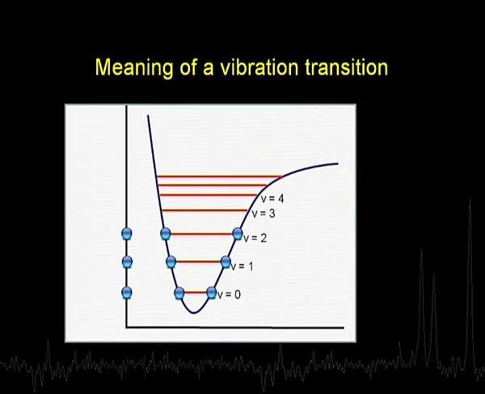Vibration frequency depends only on two things. Remember that omega is equal to 1 by 2 pi times the square root of k by mu. So that will stay as such. k has not changed, mu has not changed, so the vibration frequency does not change. By giving energy to the molecule, the only thing that changes is the amplitude of vibration. That is the meaning of a vibrational transition.